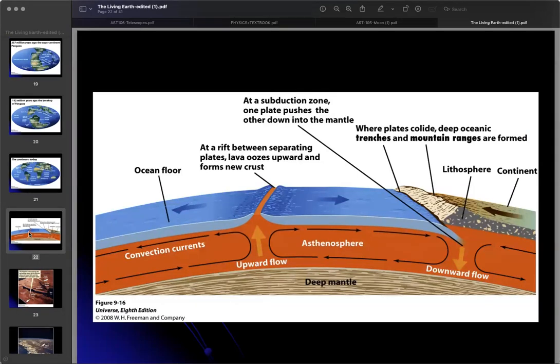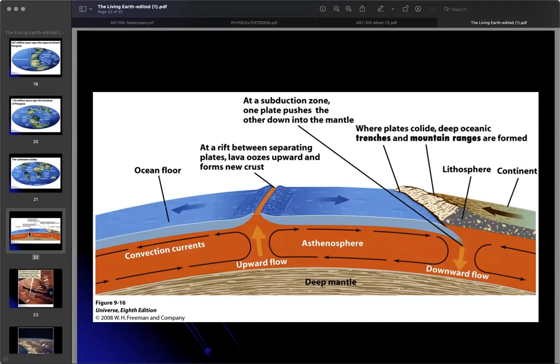As the continental plates move due to convection, sometimes rifts are produced from which lava comes out and then cools and forms islands. That's how the Hawaiian Islands have been formed. And on the other hand, there is a subduction zone where huge mountain ranges are produced.